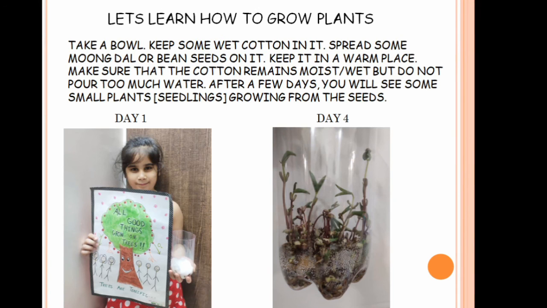Let's learn how to grow plants. Take a bowl, keep some wet cotton in it, spread some moong dal or bean seeds on it. Keep it in a warm place. Make sure that the cotton remains moist, wet, but do not pour too much water. After a few days, you will see some small plants, seedlings growing from the seeds, day 1 and day 4.